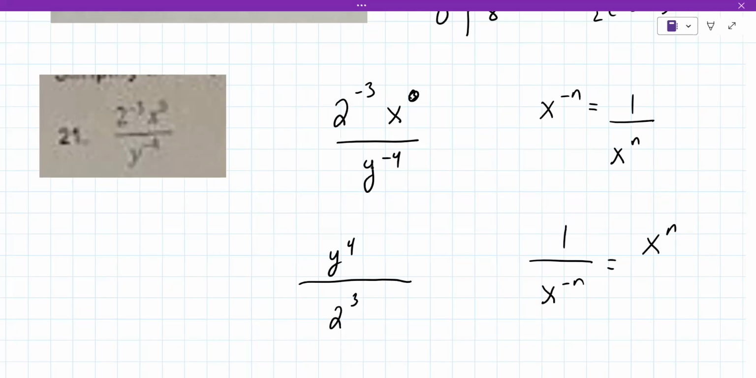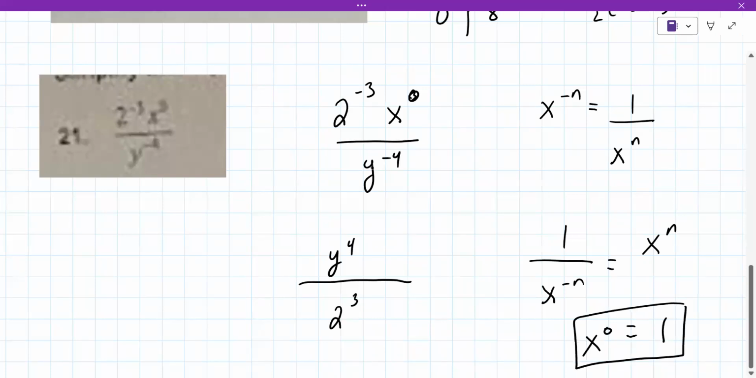How about to the 0 power? Do you remember what that becomes? Anything to the 0 power? It's just 1. So that x to the 0 becomes a 1. Is that okay? Yeah. All right.